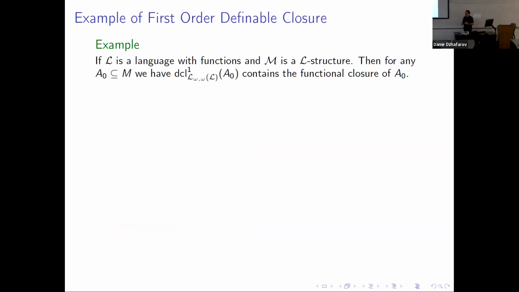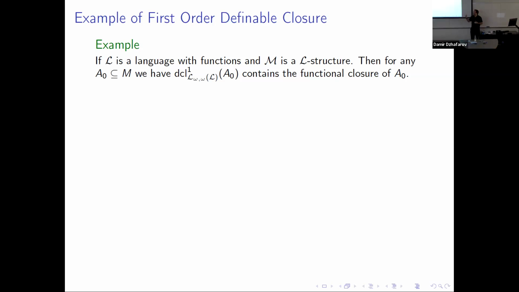Okay, let's go through some examples. The first obvious example is if I'm in a language with function symbols. Well, then the images of the functions are naturally going to define something in the definable closure. If I have a tuple and I have a function that I apply to the tuple, there is only one element which realizes the statement y is equal to f of my tuple.